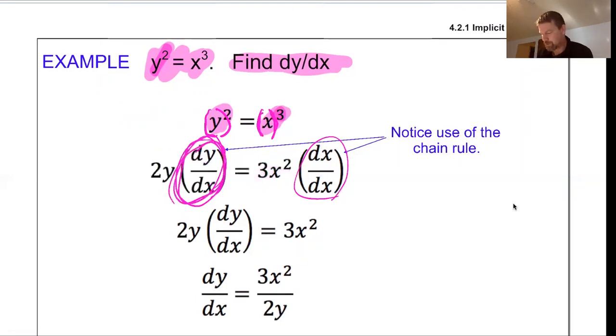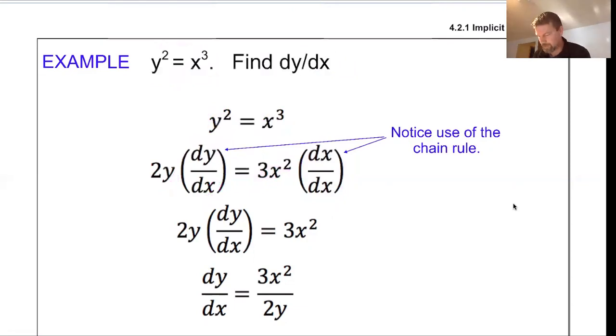If you can do that step, all of a sudden you can say here that you've got 2y times dy dx equals 3x squared times essentially 1. So I don't need to write that. So here it is rewritten without it. And the whole goal of this problem was to find dy dx. Well, there it is, dy dx. If I want dy dx by itself, divide both sides by 2y. There's my derivative, dy dx.